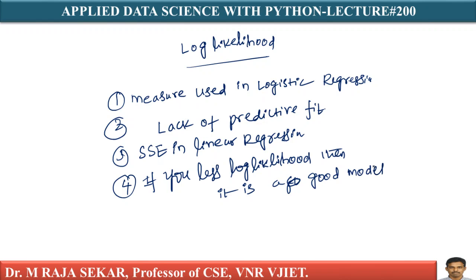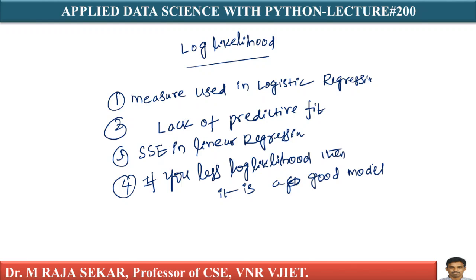When can I say a particular model is a good model? If the log likelihood value is less, then it is better, because in regression we try to have the sum of squared error minimum. It is just similar to sum of squared error, isn't it? Similarly, in logistic regression, if you are getting a smaller value of log likelihood, then it is a good model. That's what I'm saying.